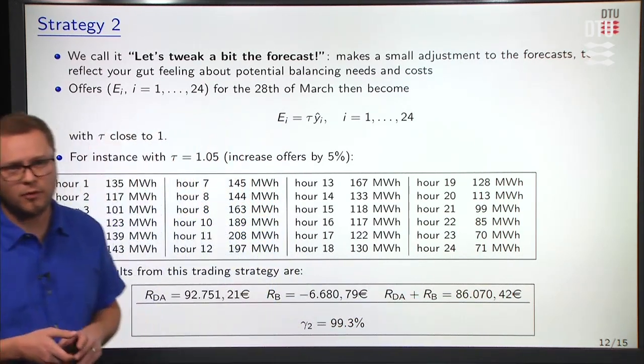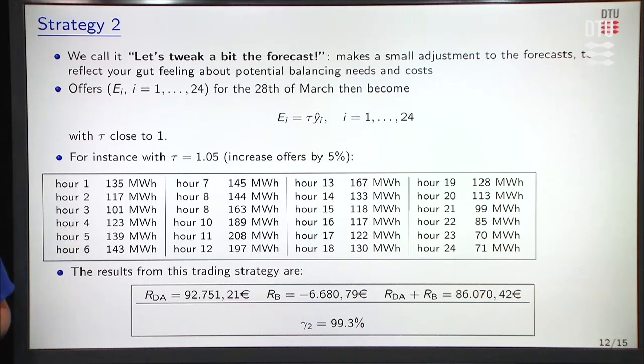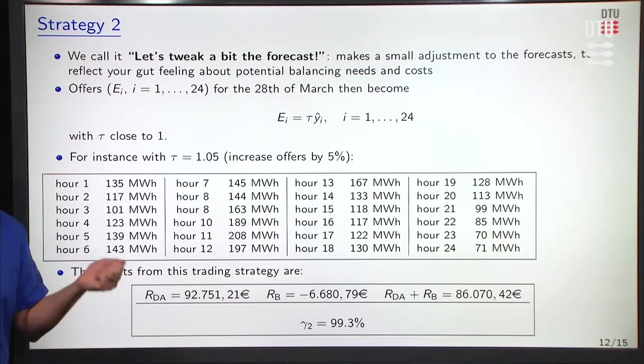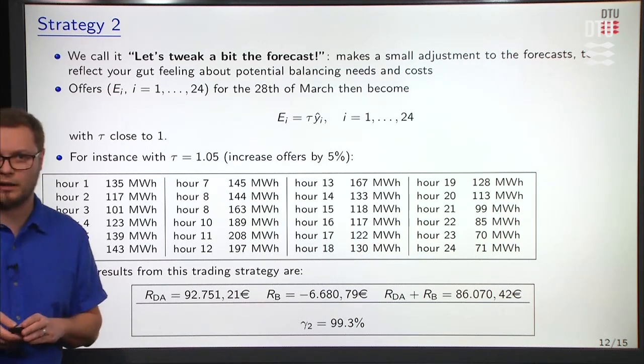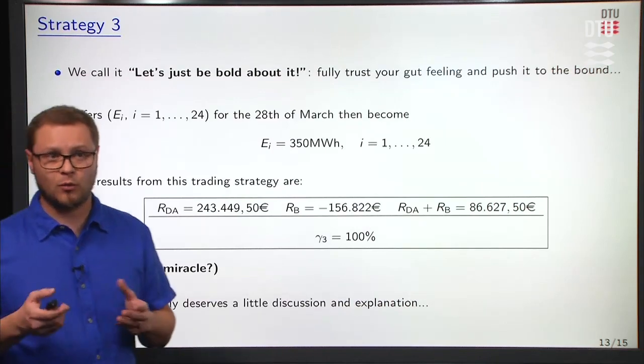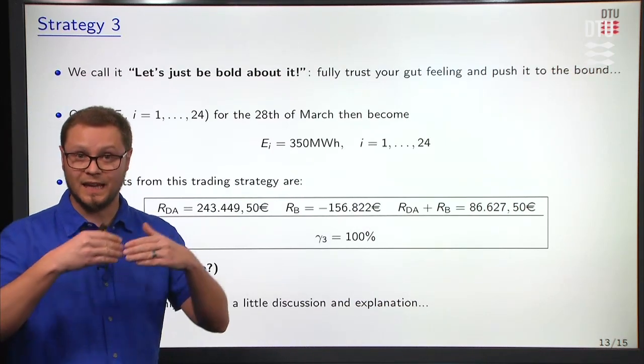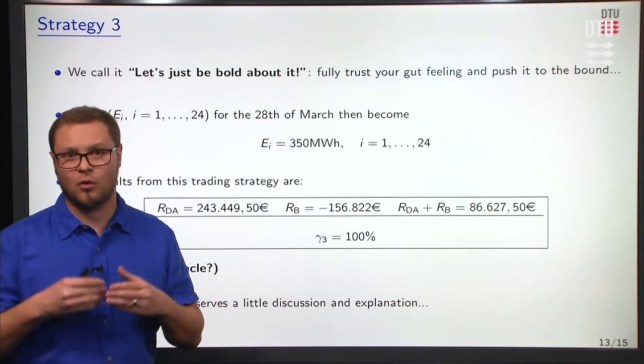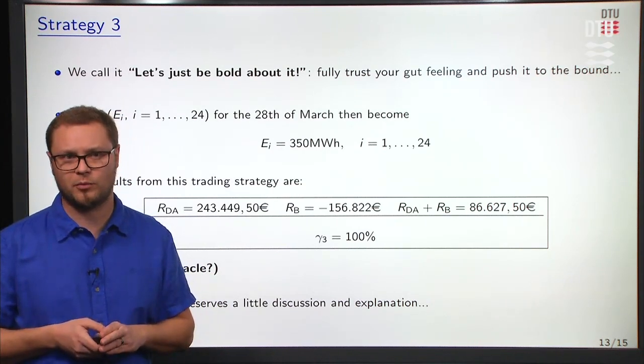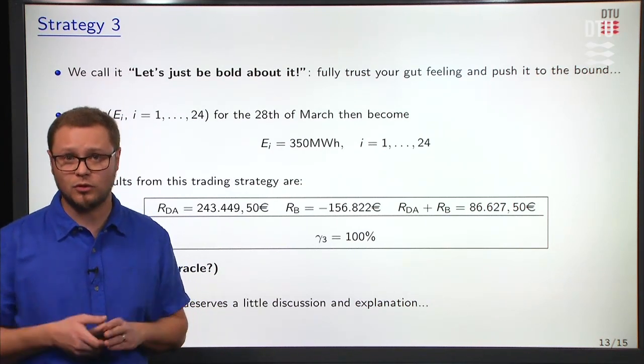If we calculate the performance ratio, it's 99.3%. So that means that on that day, this strategy of tweaking the forecast brings us more revenue than just trusting the forecast. This sounds intriguing. Though, we may want to push that. We noticed that by increasing our offer, we were getting a higher performance ratio. Let's just be bold about it.